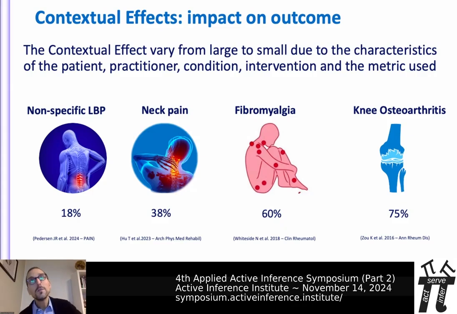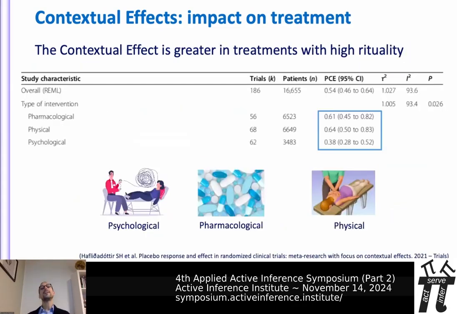Some studies have also provided data on the contextual effects for treatments. For example, in this meta-research, the contextual effects of different treatments were evaluated. And what we can observe is that the contextual effect is progressively higher in treatments with highly tangible features. To go into detail, in psychological treatments, the contextual effects account for 38%. In pharmacological treatments, they account for 61%. And in the physical treatments, such as manual therapy or hands-on techniques, they account for 65%, 64%.